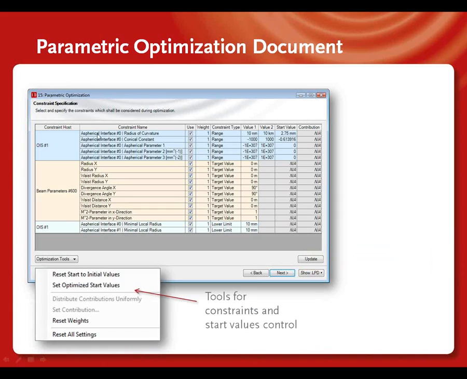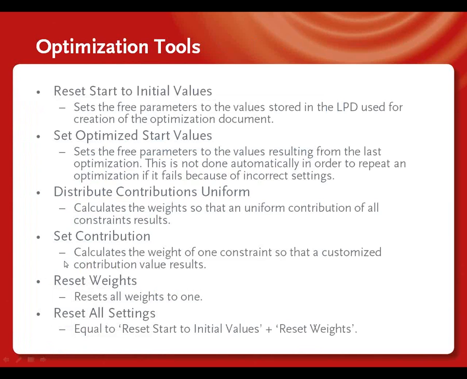And at the end of this explanation of this page, I'd like to explain what these optimization tools mean that you have here. First of all, you have an option in this optimization tool. It is called reset to initial start values. That means VirtualLab always remembers the light path diagram that you used for the generation of the parametric optimization document. So if you made several changes and tries for the optimization, it can happen that it turns out that the optimization was going in the completely wrong direction. In this case, just press this button, reset to initial start values, and VirtualLab will set the start values of the free parameters back to the initial values of your initial light path diagram.